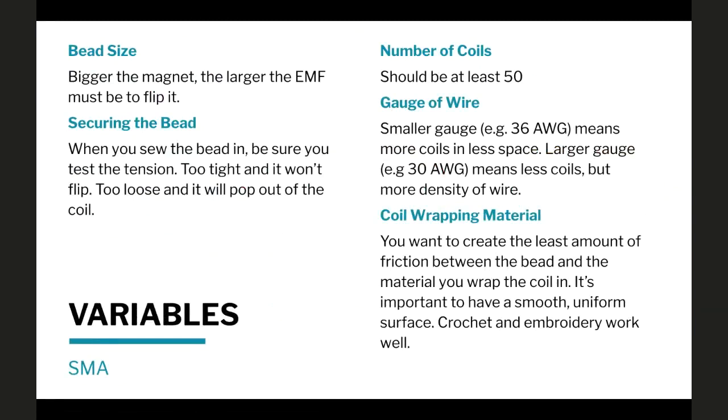A few variables for good measure. The bead size is something that you need to consider. The bigger the magnet, the larger the field needs to be to flip it. The most difficult and challenging thing about working with flip dots is how you secure the bead. This just requires a lot of testing depending on the size of your coil and the size of your bead and how you're embedding it. But basically, how you sew the bead in, you want to make sure that the tension is not too tight so it will still flip, but it can't be too loose or else it'll pop out of the coil. So this takes a little bit of finessing.